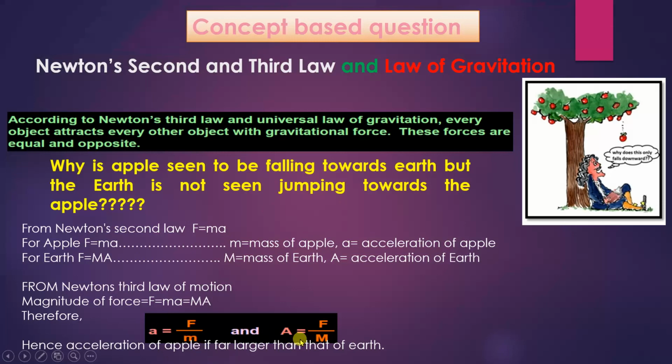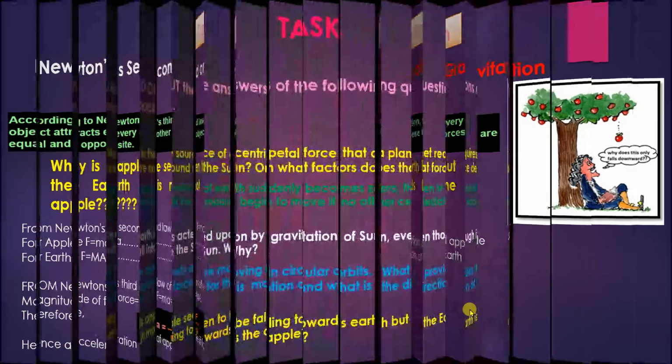But in the case of Earth, the mass of Earth is very large. So M is very large, the denominator is a large value. So the fraction will be very less. This fraction is equal to the acceleration. So acceleration will be negligible for the earth and we are not able to see the acceleration of earth because of the great mass. Hence, acceleration of apple is far larger than that of the earth.